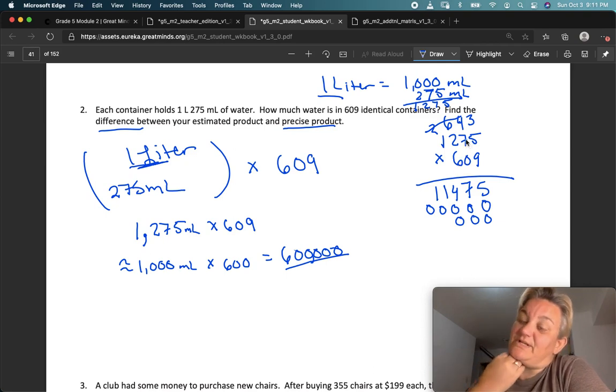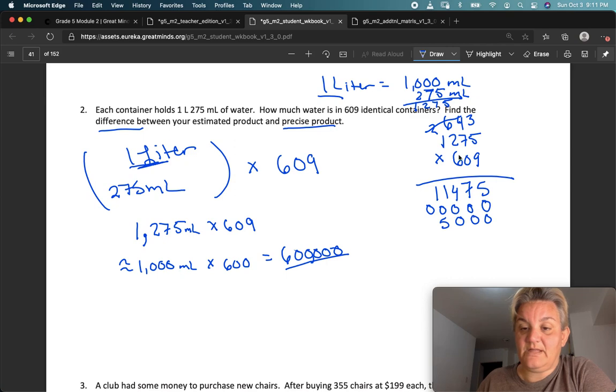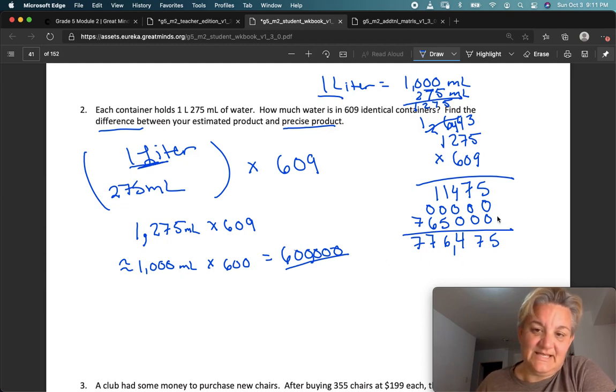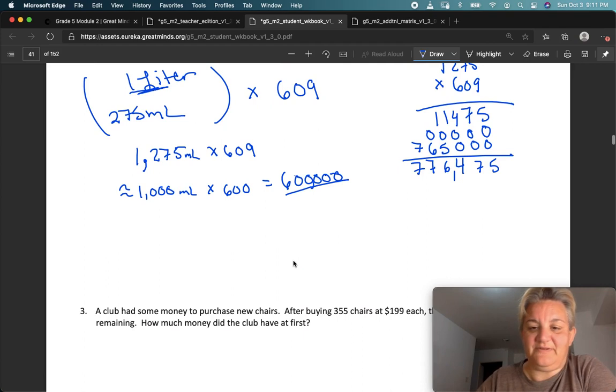6 times 7 is 42. Is that right? 36. Yes. 42 plus 3 is 45. Carry the 4. 6 times 2 is 12, plus 4 is 16. Carry the 1. 6 times 1 is 6, plus 1 is 7. Okay. And 5, 7, 4, 6, 7, 7. So there is a difference. The actual product was bigger, which makes sense because we rounded that down, and we also rounded that down, right? So now I'm going to find the difference.